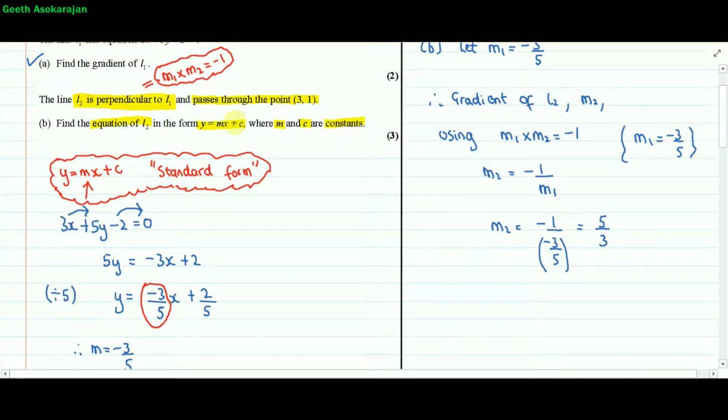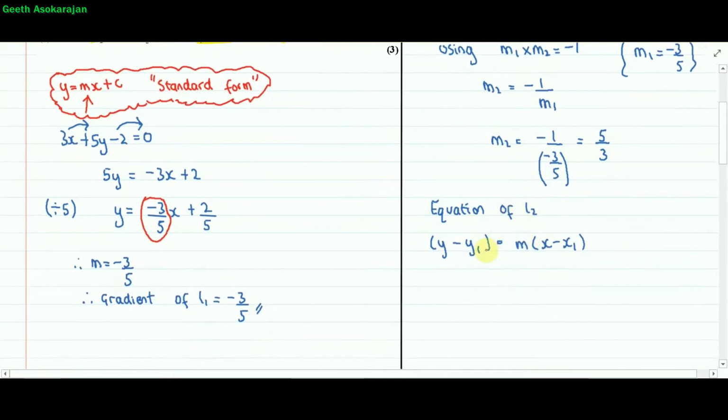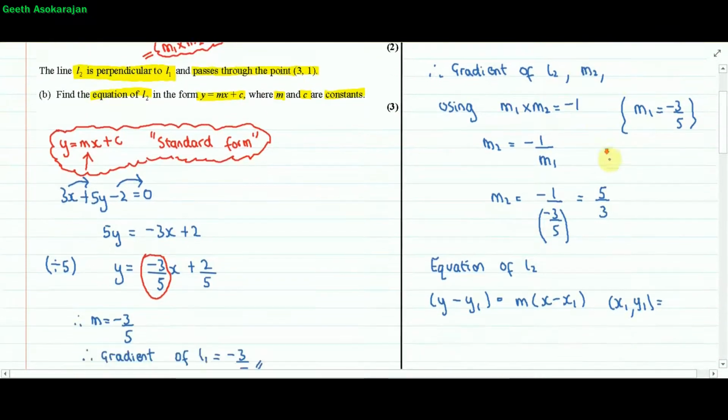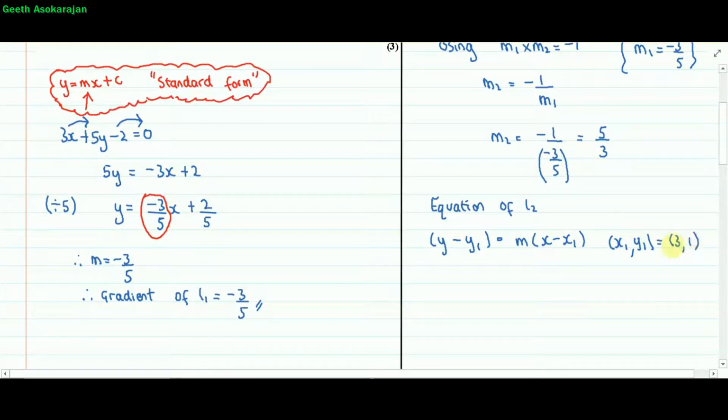Now, if we refer to the question, L2 passes through the point (3, 1). So we know the point that the line L2 passes through, and we can therefore use this formula to work out the equation of L2: y - y1 = m(x - x1). With regard to the formula, x1 and y1 are the coordinates of the point that the line passes through. So x1 and y1 are 3 and 1. m in this formula is the gradient of the line, which is M2, 5/3.